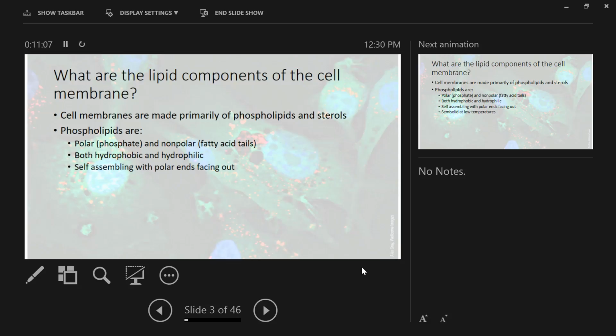So what you get inside of water is that these phospholipids self-assemble because they are both polar and nonpolar. Actually, anything that's both polar and nonpolar will self-assemble into a ball within water. You find that with detergents as well.